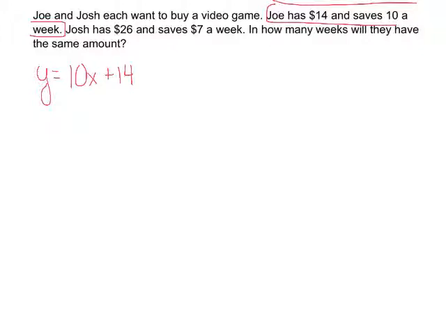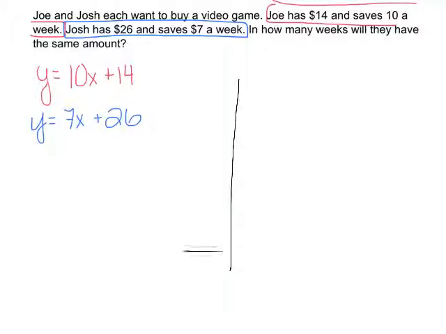And then we have that Josh has $26, and he's going to save $7 a week. So I have my $7 a week plus that original 26 that I have. So we're actually going to draw our coordinate plane. And since both my y-intercepts are positive, I'm just going to draw the first quadrant.